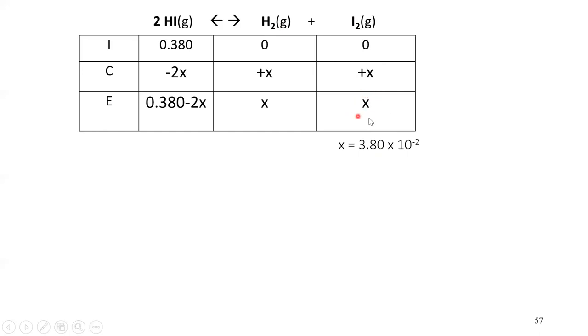So if we know x here, it's the same as here. And we can figure out the equilibrium concentration of the hydrogen iodide by taking 0.380 and subtracting 2 times x. Once we calculate the equilibrium values, we'd write a K expression, plug in the equilibrium values, and calculate what K is. So let's see how you do with that.